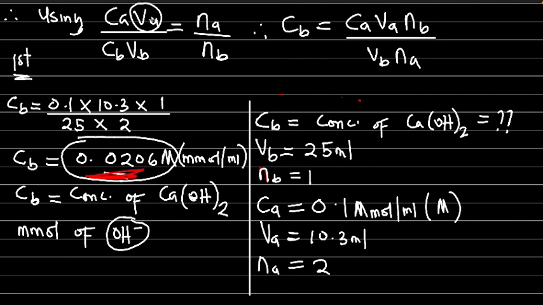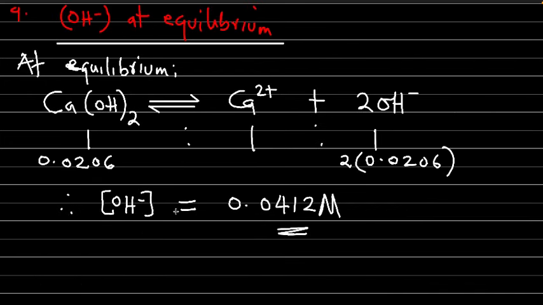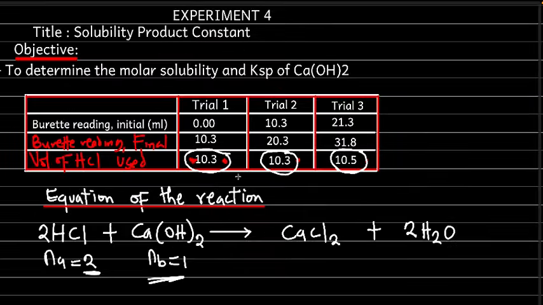Just do the same thing for the first trial and the second trial. For the third trial, the volume, since he gave us 10.5, the difference in the answer will not be much. Okay, so this is the concentration of this guy, right? So come back to this guy.